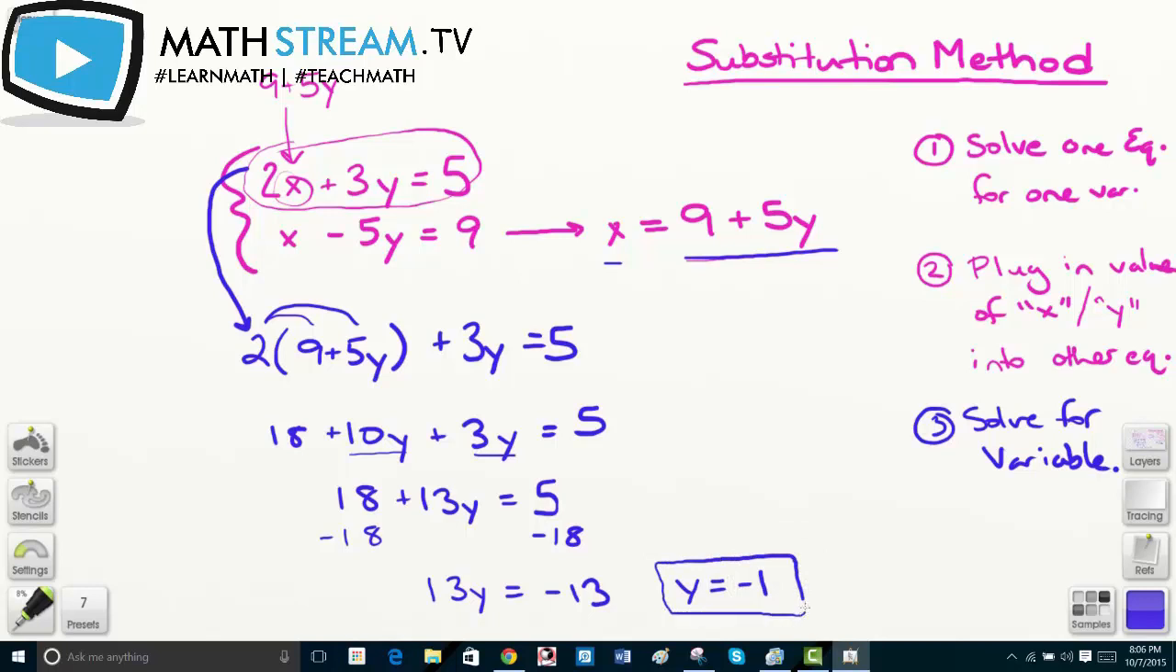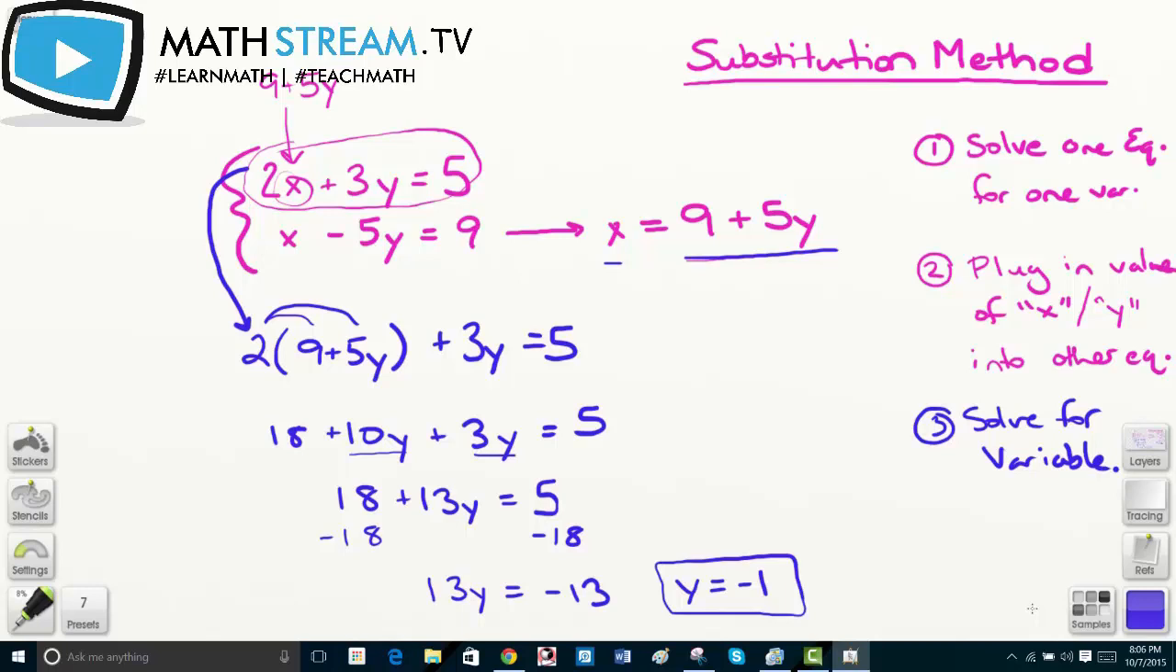And the question is, have I found my solution yet? The answer is almost, but not quite. The question that we've asked ourselves is, what is the intersection of these 2 points? In order to find an intersection, in order to find the solution, we need an x value and we need a y value. We have the y value. Y is equal to negative 1. We don't have an x value.